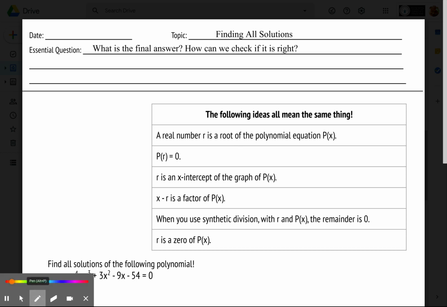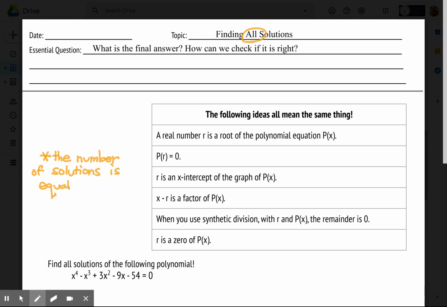Hey guys, we are going to deal with today cases where we have solutions that don't show up on the graph. So we want to find all the solutions. And what that means is we remember that the number of solutions is equal to the degree. Right? If we have x squared, we have 2 solutions. If we have x to the 4th, we have 4 solutions. And so we know that if we have a degree 4 polynomial, then we should have 4 solutions, right? And so this one we see down here, a degree 4 polynomial, we should have 4 solutions.